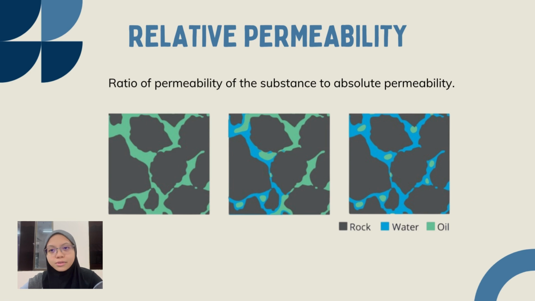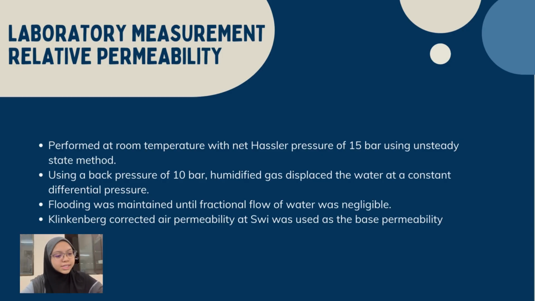Now I'm going to talk about relative permeability. Relative permeability is the ratio of the permeability of a substance to absolute permeability. To measure relative permeability, the experiment was performed at room temperature with a net Hassler pressure of 15 bar using the unsteady state method. Using a back pressure of 10 bar, humidified gas will displace the water at a constant differential pressure. Then flooding was maintained until the fractional flow of water was negligible. Lastly, Klinkenberg corrected air permeability at irreducible water saturation is used as the base permeability.